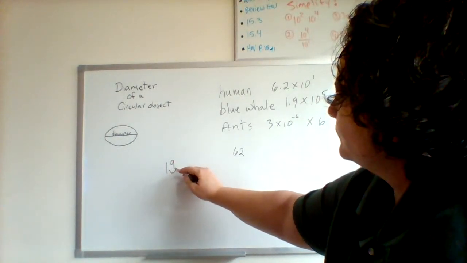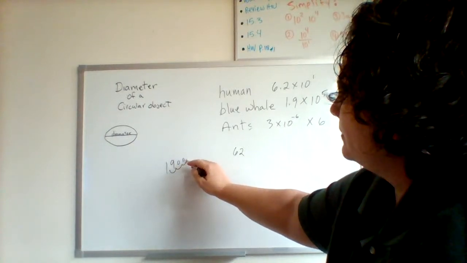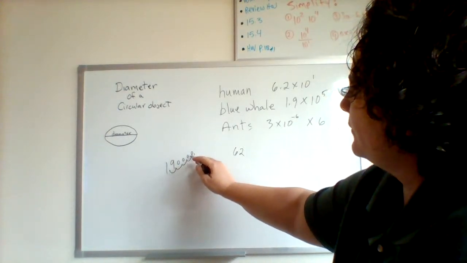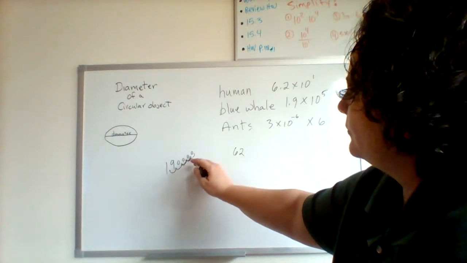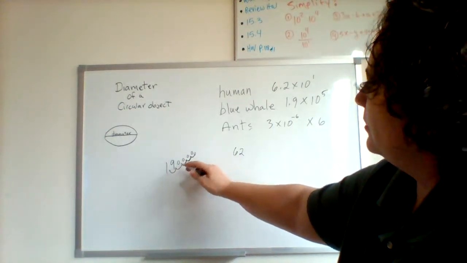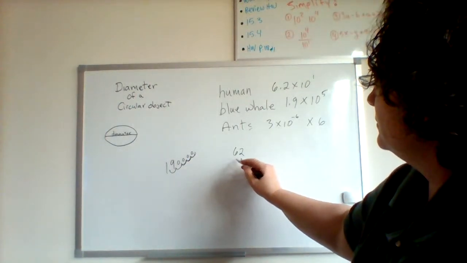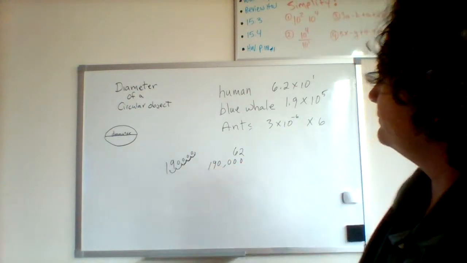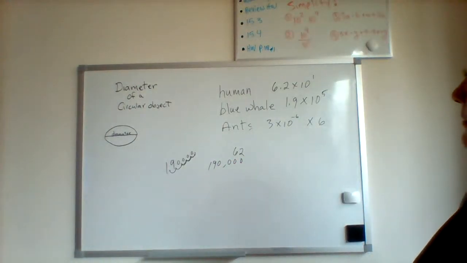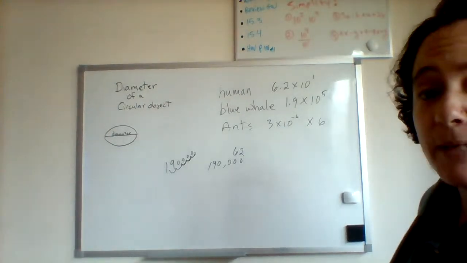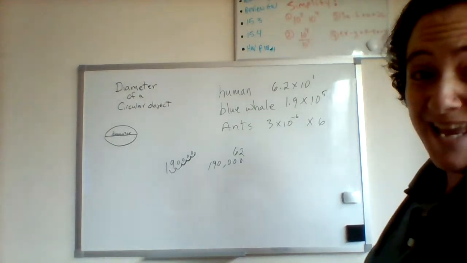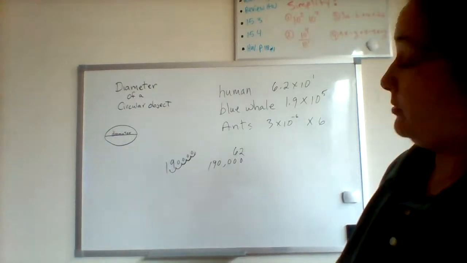1, 2, 3, 4, 5. 1, 2, 3, 4. So 190,000. Wow. I guess that makes sense, right? A blue whale is humongous, especially compared to a human and an ant. So, wow. Okay.